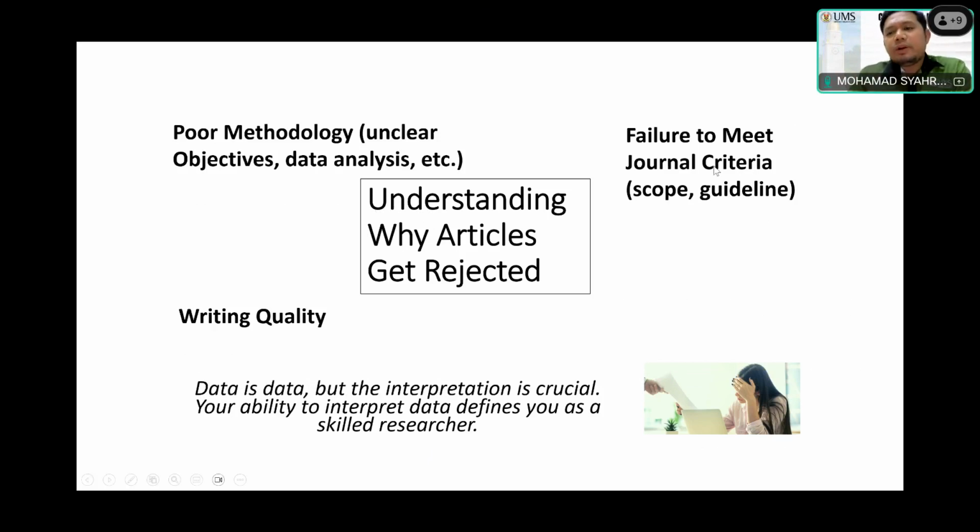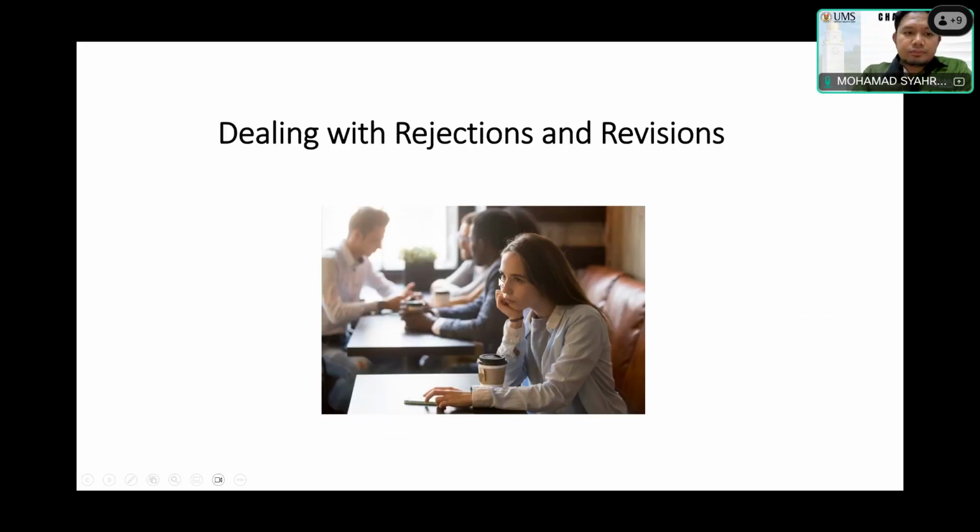Writing quality, it improves from time to time actually. Don't be scared if it's your first time writing a paper and being exposed to publishing, right? You will learn from time to time. So the skill and art of writing. Okay, lack of originality and novelty, yeah. Okay, dealing with rejections and revision.